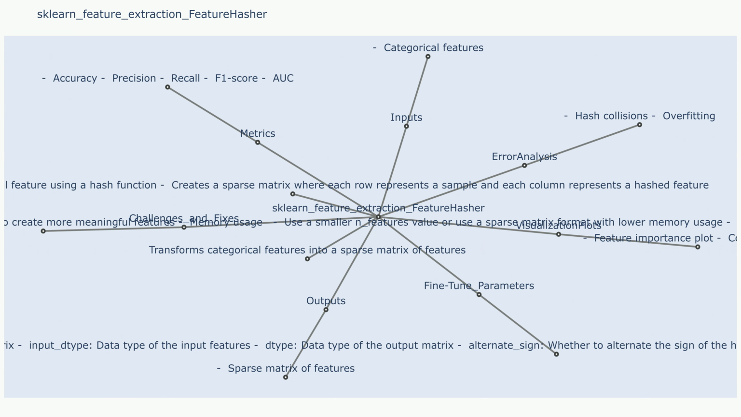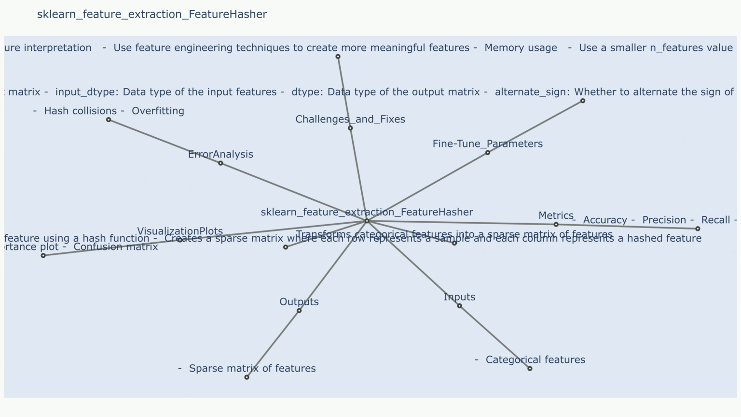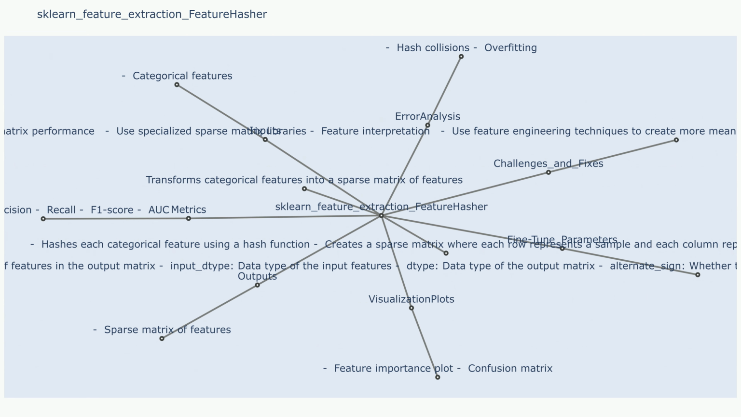Steps. Step 1: feature hashing. The algorithm maps each categorical feature to a unique integer index using a hash function. The hash function ensures that similar features are likely to have similar hash values, helping to preserve some of the original information. Step 2: sparse matrix creation. The hashed features are used to construct the sparse matrix where non-zero entries correspond to the hashed feature values. This sparse matrix represents the transformed data.